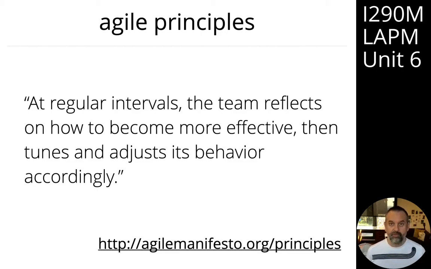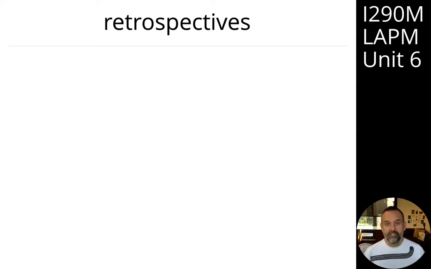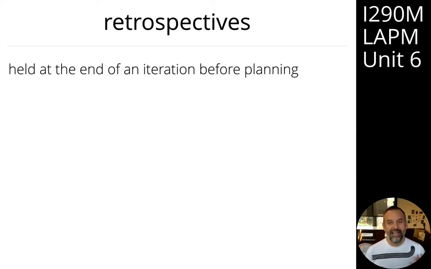So being able to practice self-improvement as a team, to work to improve as part of your daily work is a crucial part of what it means to really be agile. A retrospective ritual is held at the end of an iteration, typically before planning the next one, although you can hold them at any regular interval.